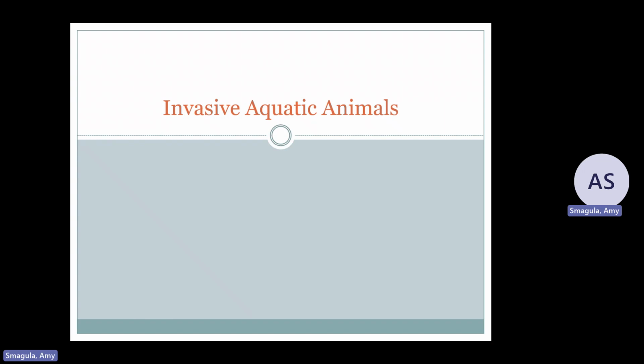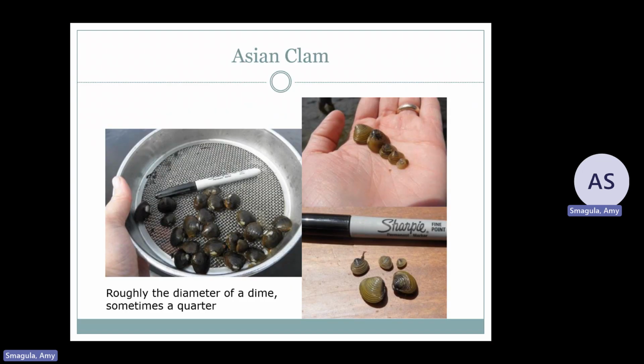Moving into invasive aquatic animals, I have a couple of these. Asian clam, this one is in New Hampshire. It's roughly the diameter of a dime, so fairly small. They can be brownish to olive colored to sometimes really dark brown or black. And they're more of a rounded shape to them. And the distinction is that these have these pronounced ridges along the shell.